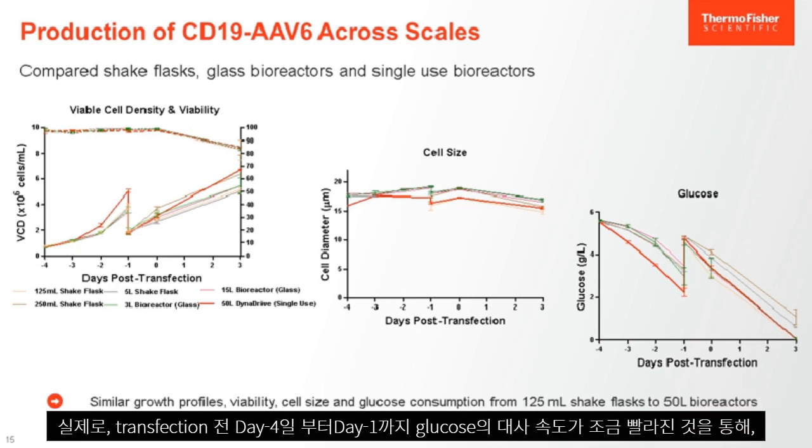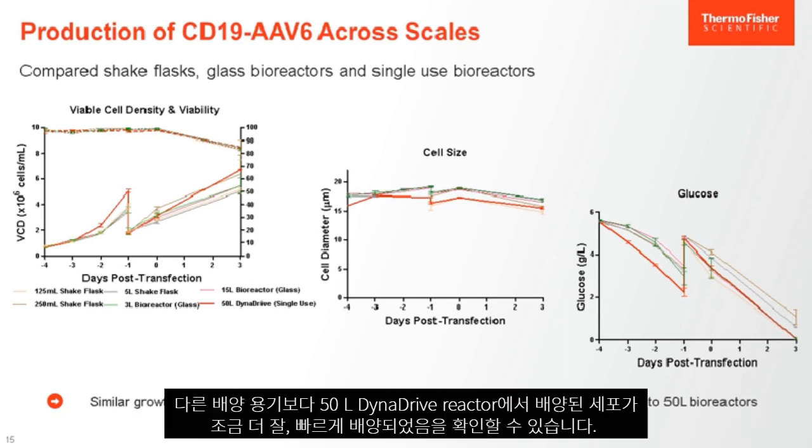The cells are actually growing a little bit better, a little bit happier in the 50-liter DynaDrive reactor compared to any of the other vessels, and correspondingly you see a little bit of a faster rate of use of glucose between day -4 and day -1 in the 50-liter high performer reactor.